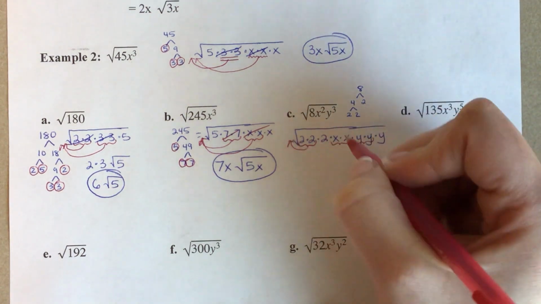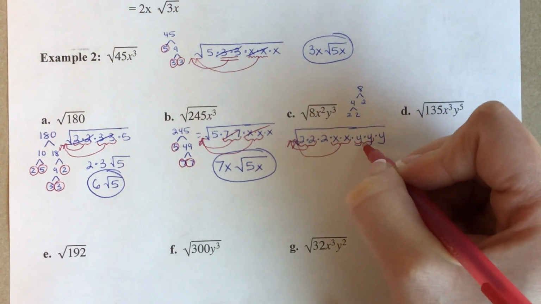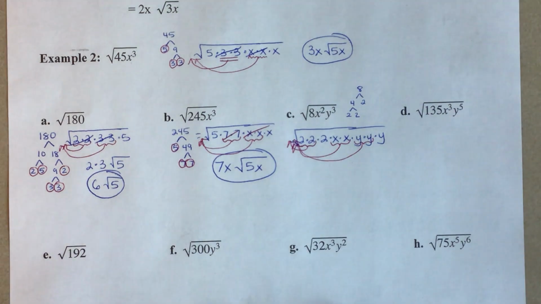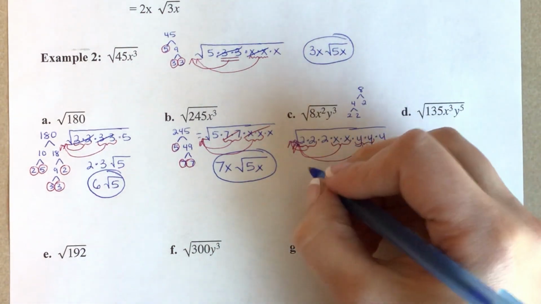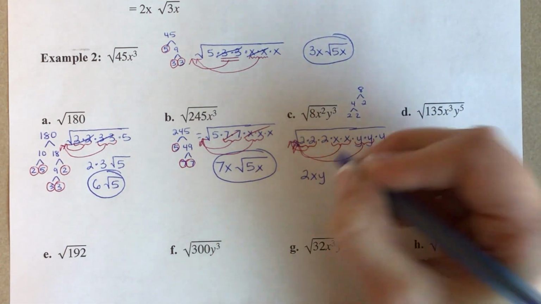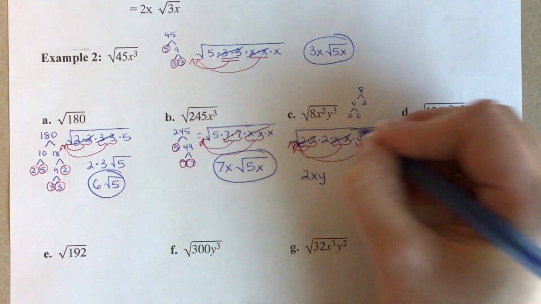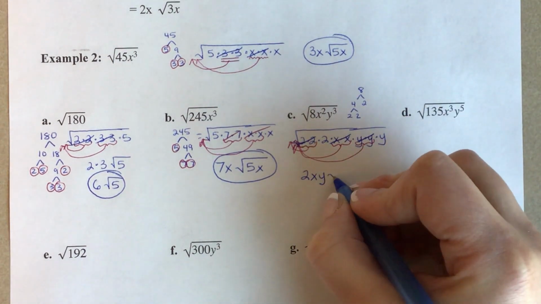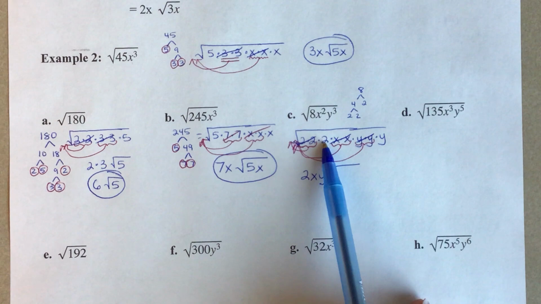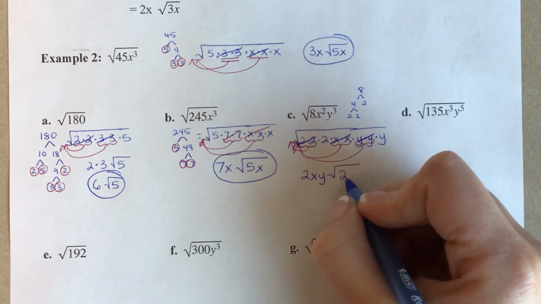So that pair of 2's goes to the front, that pair of x's goes to the front, and that pair of y's goes to the front. So I have 2xy up front. And what do I have left over in my radical? Well, I have this 2 and I have this y, so I have 2y.